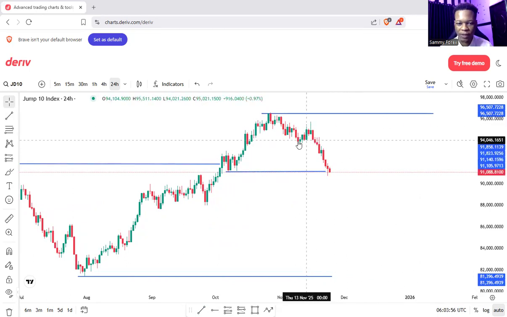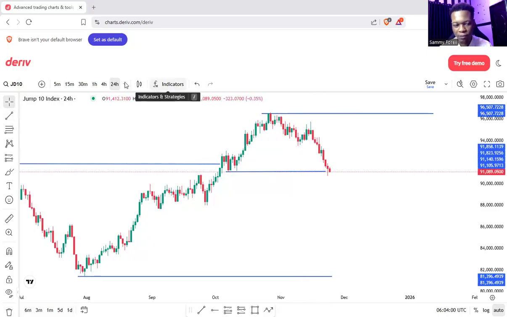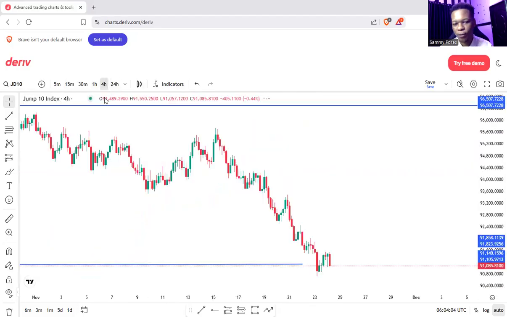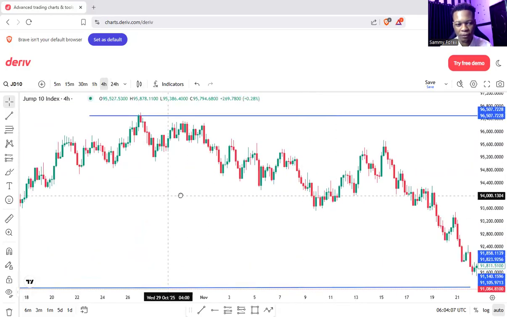So if there's any retracement, you notice that there's a break of structure that happens here. If you drop lower, you'll see what I'm talking about. Okay, let's drop lower to the 4 hours time frame. These are the 4 hours time frame directions.